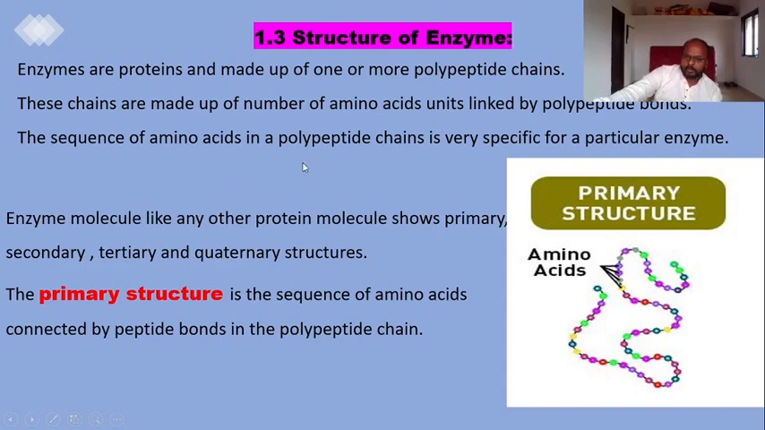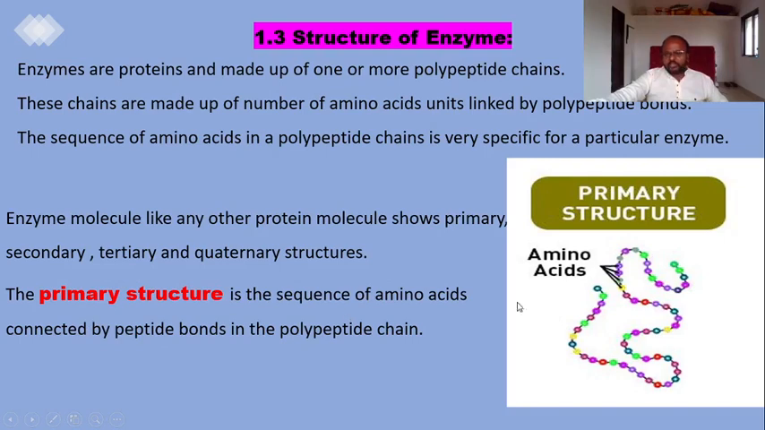The sequence of amino acids in a polypeptide chain is very specific for a particular enzyme, and it differs in different enzymes. Each molecule, like any other protein molecule, shows different structures: the primary structure, secondary structure, tertiary structure, and quaternary structure of the enzyme or the protein.